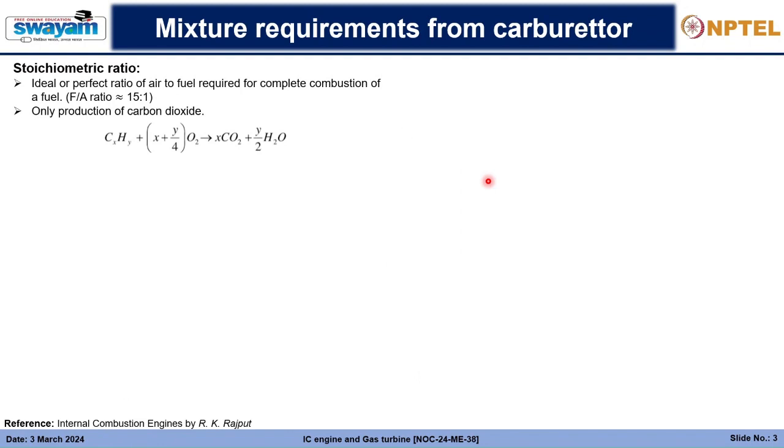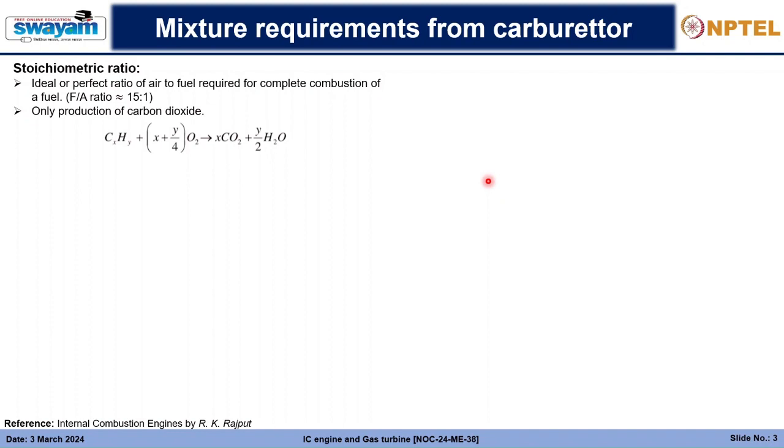So, mixture requirements from the carburetor. The carburetor is there to provide air fuel mixture into the engine cylinder. So we need to understand what is basically the requirement of this mixture. For that, we need to first understand what is the stoichiometric ratio.